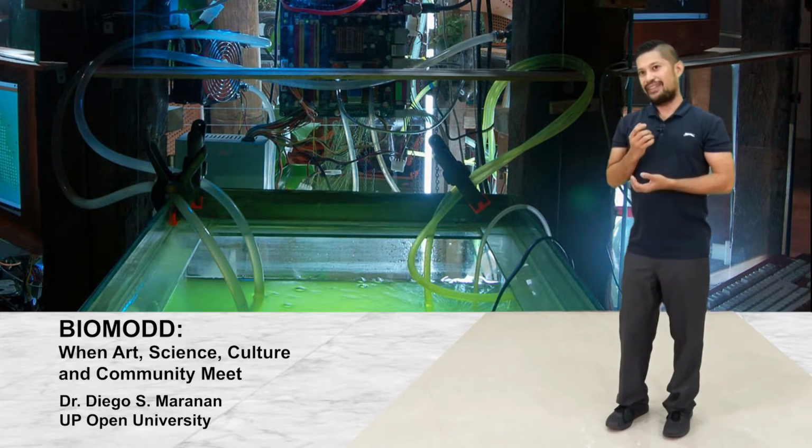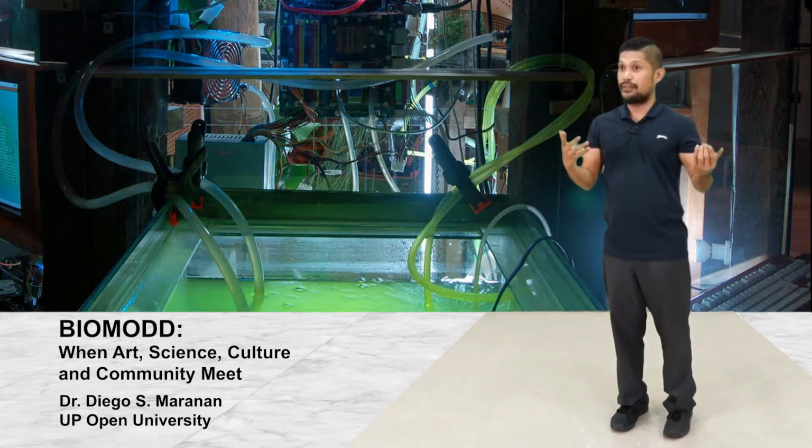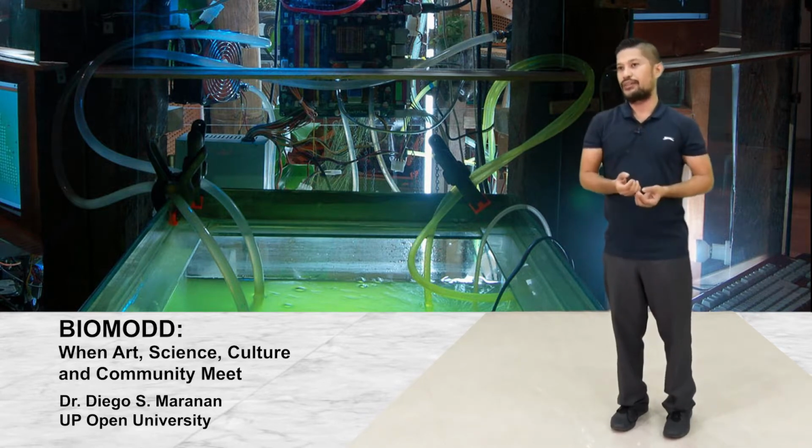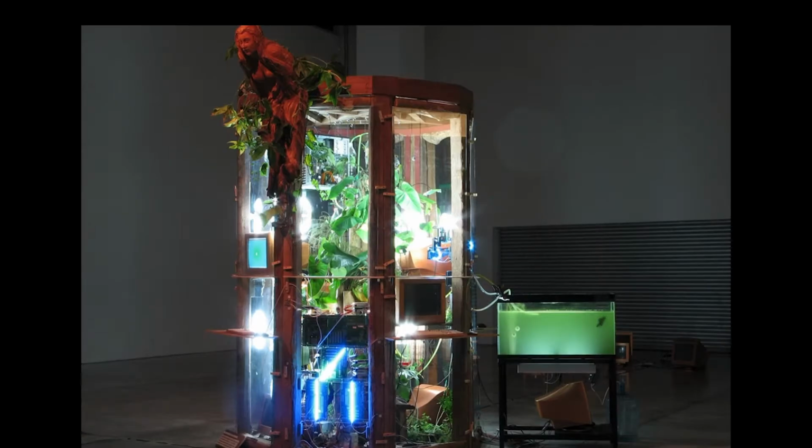Finally, one of the most interesting things that I found in the evolution of Biomodd over the past 10 years was the transformation of the form factor of Biomodd. If you remember, the Athens, Ohio version of Biomodd was this monolithic kind of structure. The Biomodd version in Los Baños was similarly monolithic. In fact, it was even bigger. And it reminds me of what the philosophers Deleuze and Guattari call the tree structure, which is monolithic and singular, versus what they call the rhizomatic structure, which is more distributed and harder to disrupt.